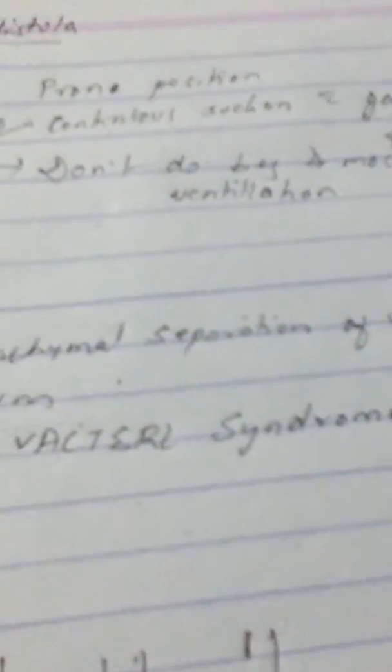And the next thing is, it is said that don't do bag and mask ventilation because it causes more distension of the abdomen, more distension of the stomach and viscera, so perforation can also occur. In this case, which is the most common type, when you do bag and mask ventilation, air goes from here down towards the stomach and more distension can occur. That's why don't do bag and mask ventilation.